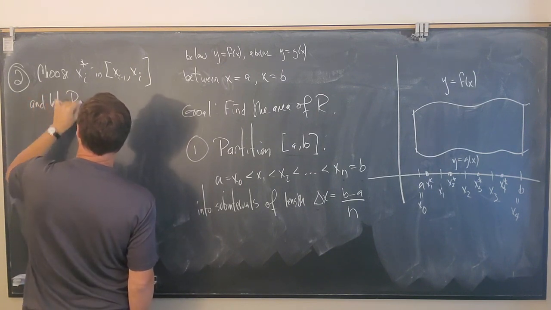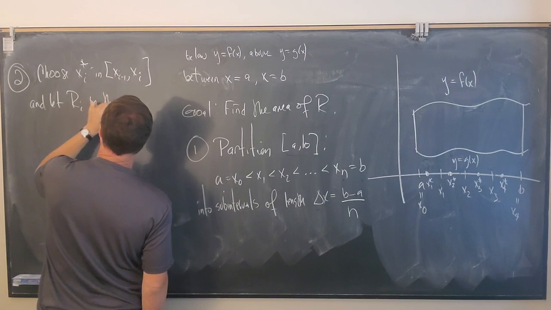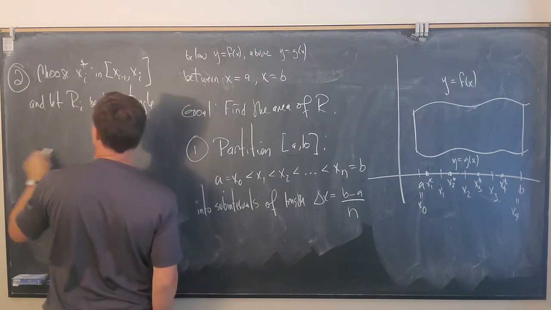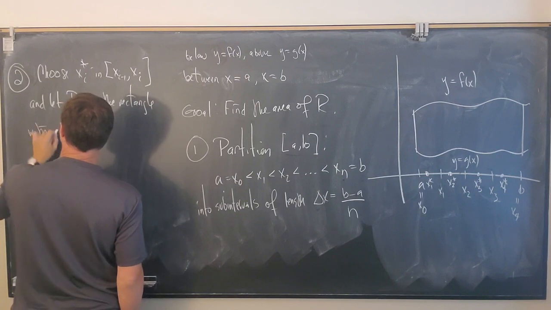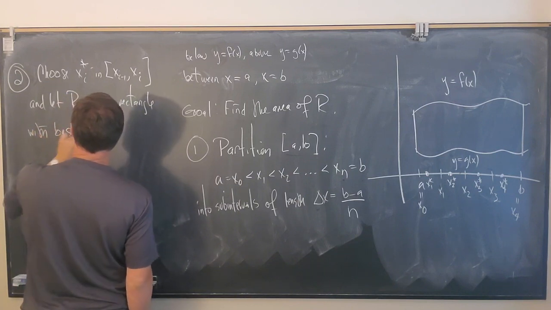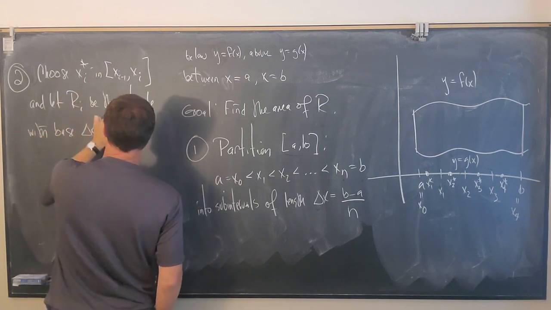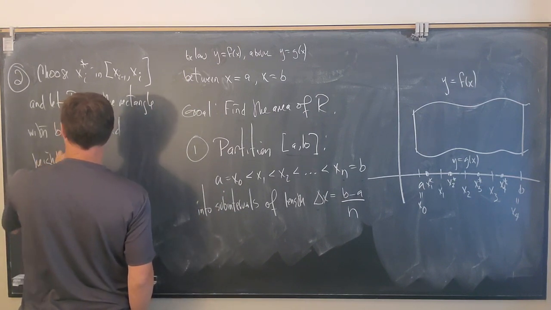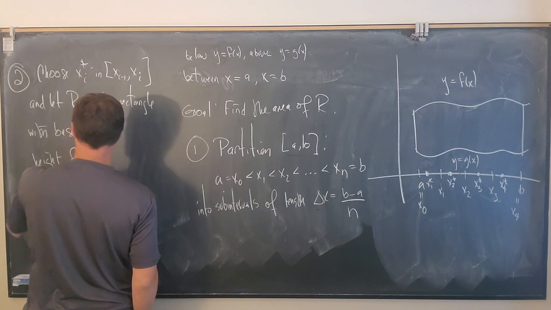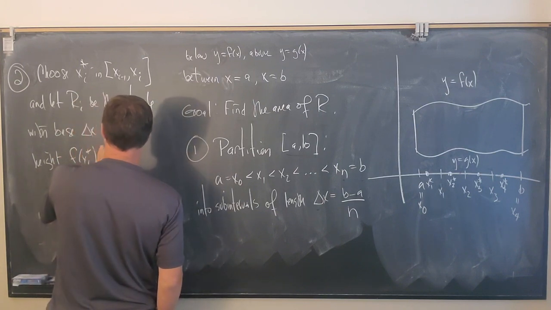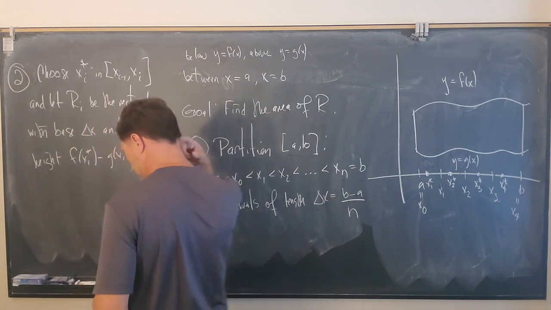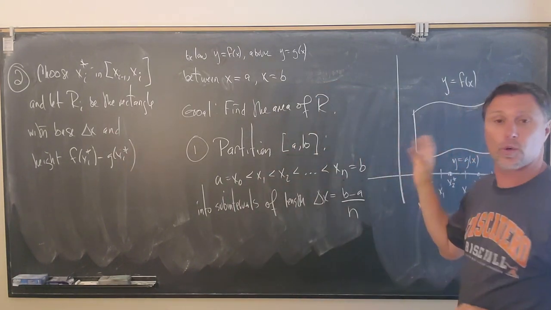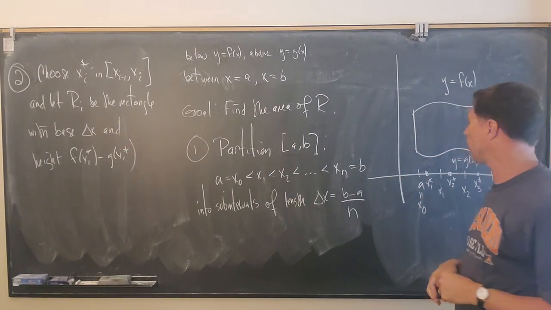And then let R sub i be the rectangle with base delta x and height f of xi star minus g of xi star. So this process of choosing the xi stars is going to allow us to then create our rectangles.